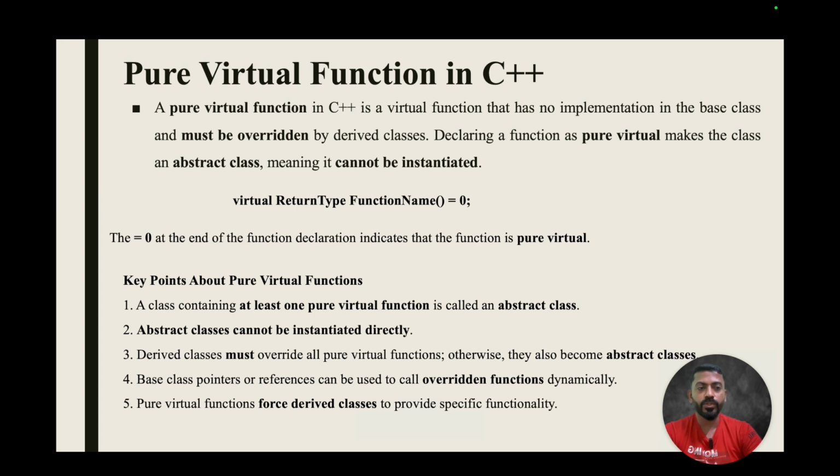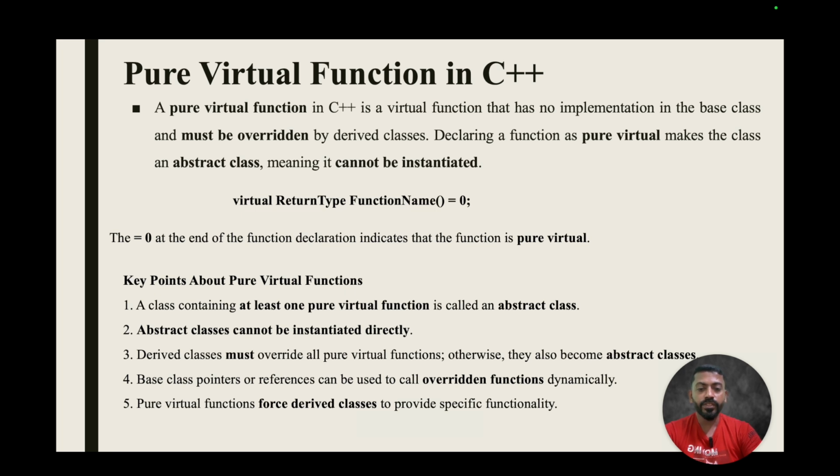Instead, we create derived classes. In the derived classes we expand the function definition, and only then can we create instances of the derived classes. Derived classes must override all pure virtual functions, otherwise they also become abstract classes. A base class pointer or reference can be used to call the overridden function dynamically.